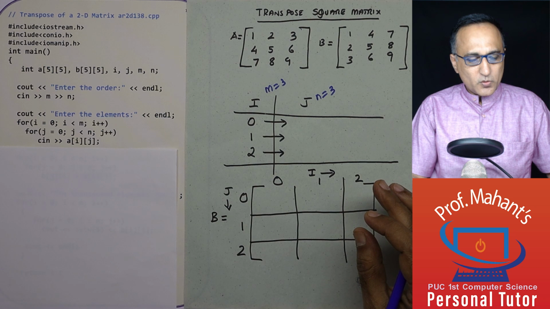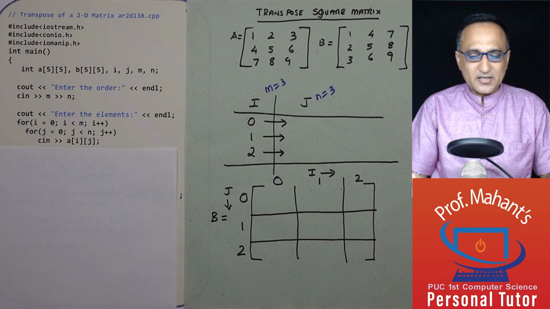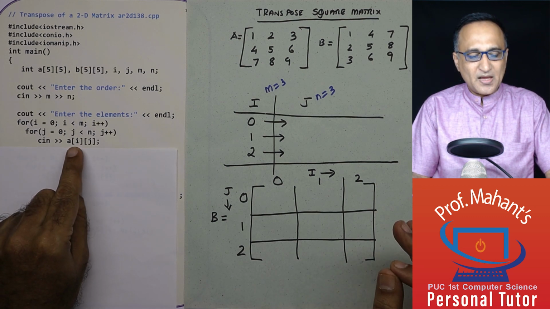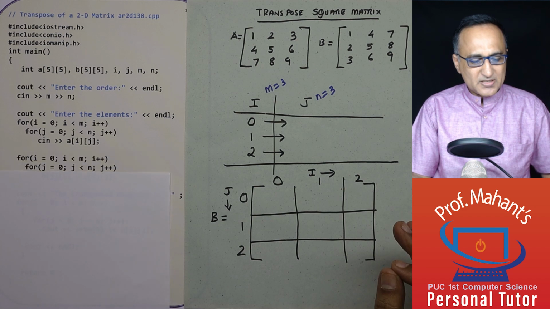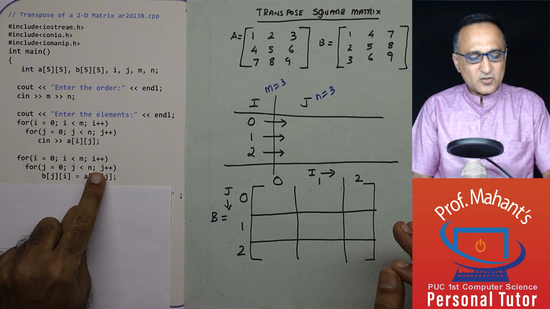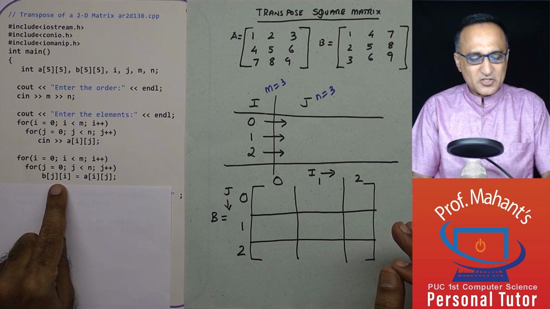Now, in order to convert rows to columns and columns to rows for a square matrix, you just need to interchange the subscripts. A of ij becomes B of ji. Let me show you how it is done. Just as we print a normal matrix, you use the same logic, except that B of ji is assigned A of ij.